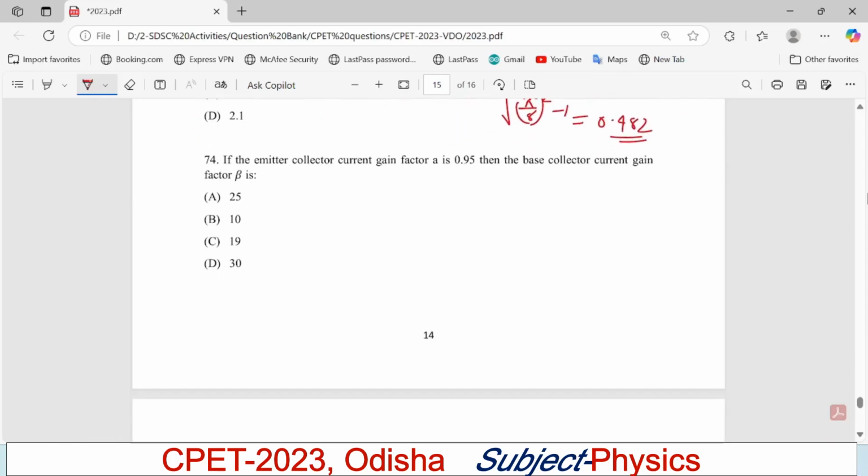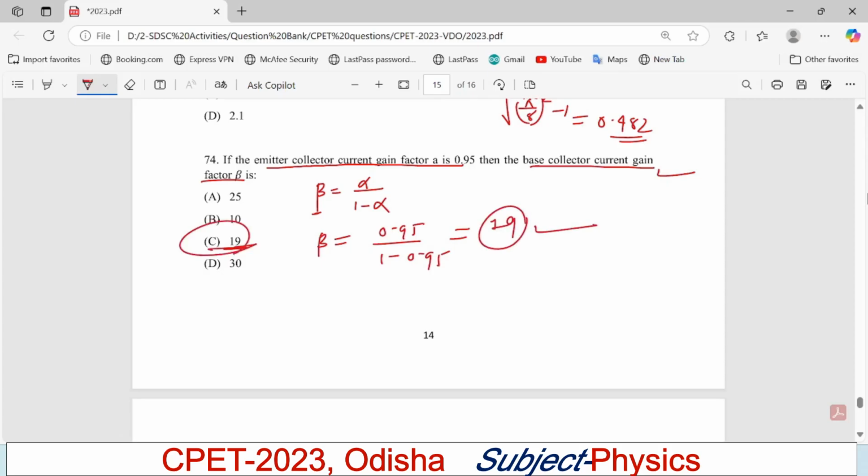If emitter collector current gain factor is 0.95, then base collector current gain beta is how much? This is a very simple and most important expression that you have to remember: beta equals alpha by 1 minus alpha. So this is beta, base collector current gain. Beta we have to find out. Alpha, emitter collector current gain, is given. So that implies beta will be equal to 0.95 by 1 minus 0.95. The value will be equal to 19. Just calculate. Option C is the correct answer.